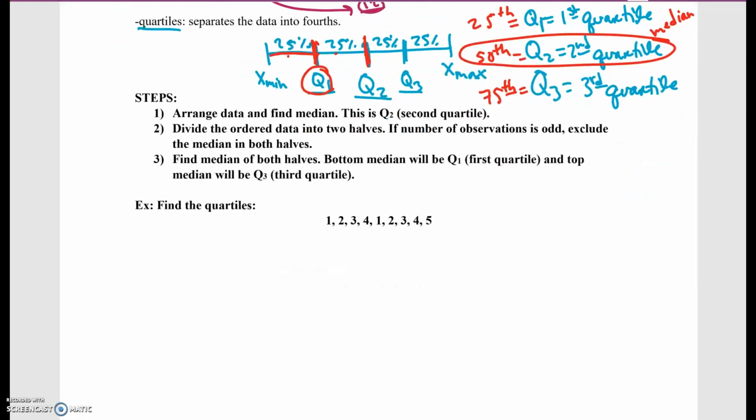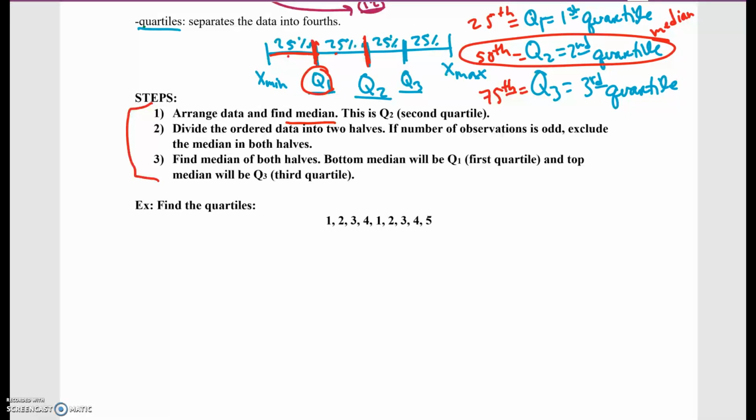In order for us to find them, you first have to arrange your data from lowest to highest. Then find the median. This is going to be the second quartile. Then divide the ordered data into two halves. If the number of observations is odd, exclude the median in both halves. And then find the median of both halves. The bottom median will be Q1 and the top median will be Q3.